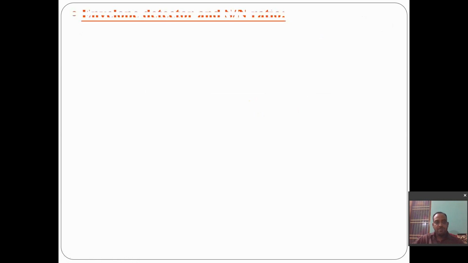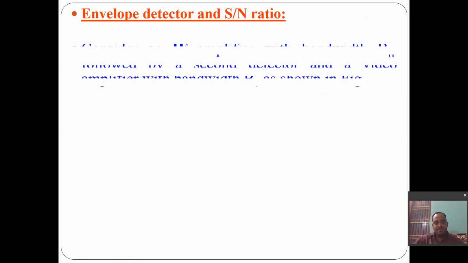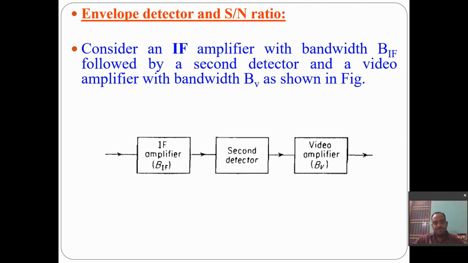Okay, coming to the next topic, envelope detector and signal to noise ratio. Consider an IF amplifier with a bandwidth BIF followed by a detector and video amplifier. What is the role of the detector? The role of the detector is to reject the carrier and pass the envelope of the modulated signal. So this detector stops the carrier and passes the envelope, thereby giving a chance to this amplifier to amplify the detected signal, which is further given to the A scope.